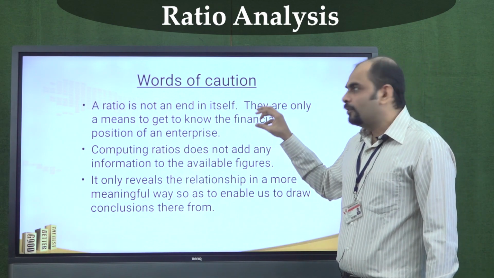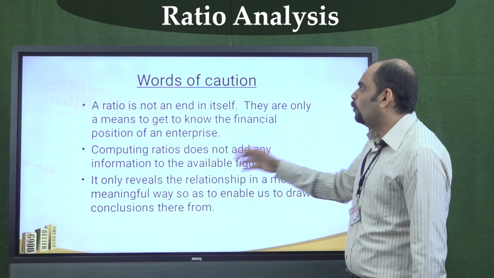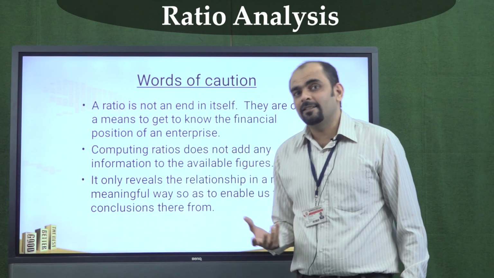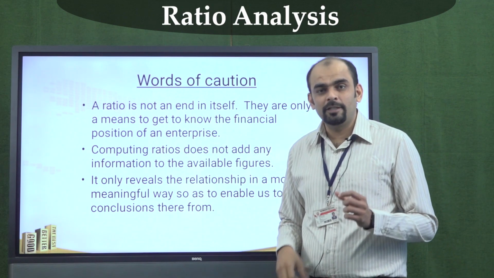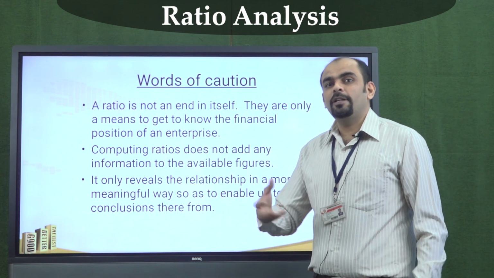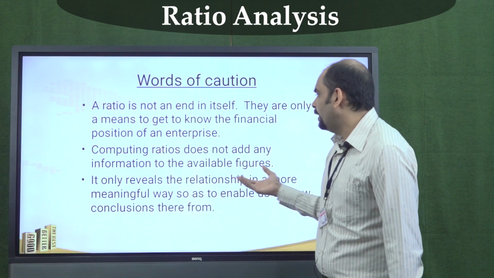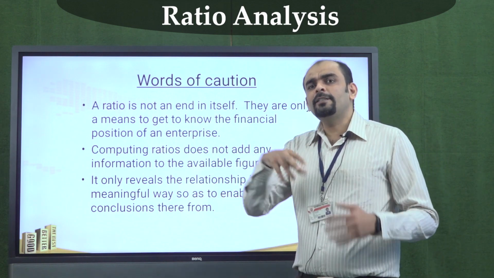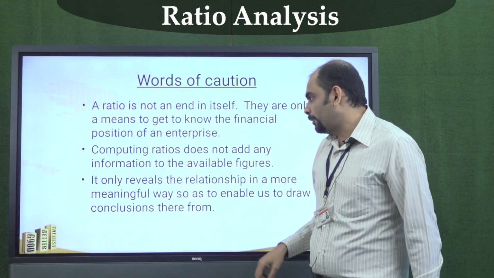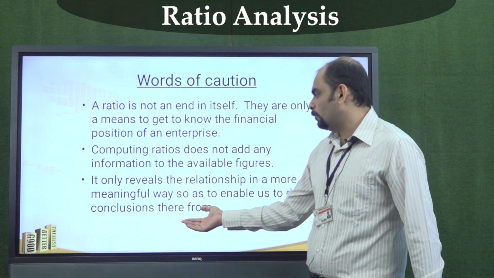So here you need to have some caution while using ratios. A ratio is not an end in itself. They are only a means to get you to know the financial position of an enterprise. You need some skills to understand the ratios. You need to apply your understanding regarding the ratio. It will not suggest which is good and which is bad. You need to understand accounting first and then you can apply ratio analysis. Computing ratios does not add any information to the available figures. You're just putting in the amounts in terms of figures, but how to use those percentages or ratios is very important. It only reveals the relationship in a more meaningful way so as to enable us to draw conclusions therefrom, right?